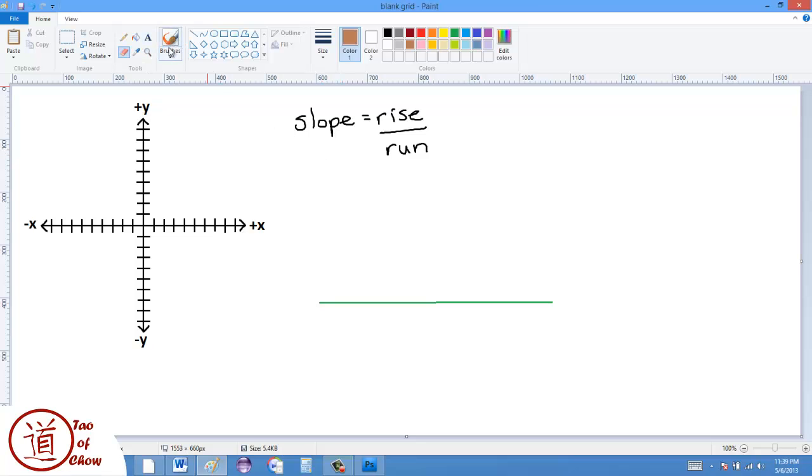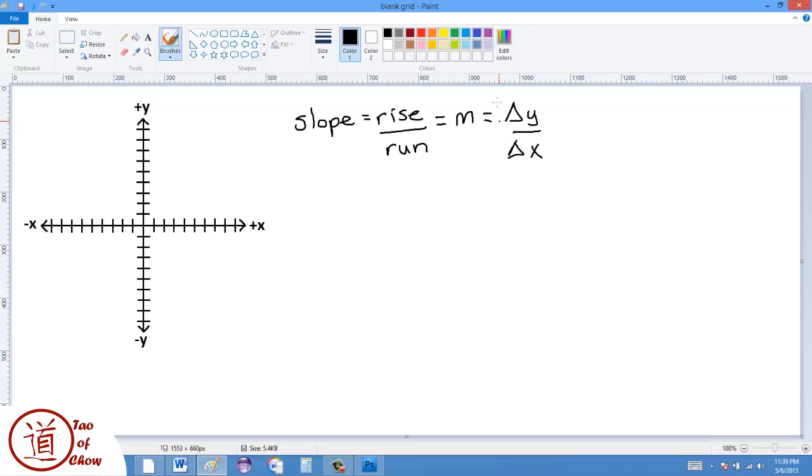Now in mathematics, slope is generally abbreviated with the letter m. Although most people refer to it as rise over run, a better way of thinking about it is delta y over delta x. In math, delta means change in. So how much did the y value change and how much did the x value change in that same interval?